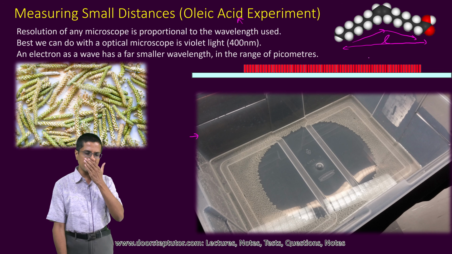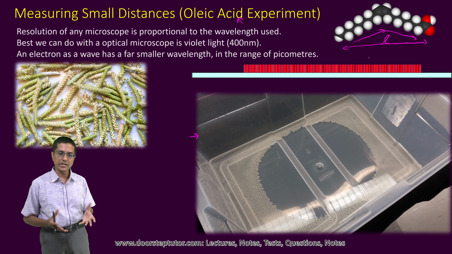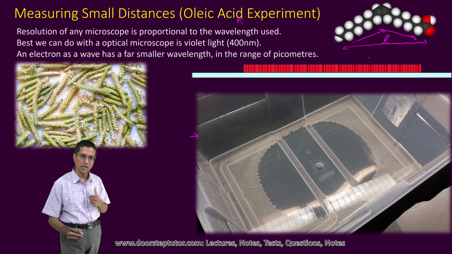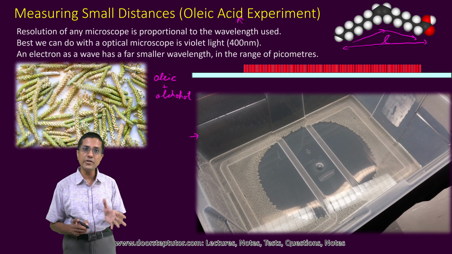First we take a certain amount of oleic acid. It is already known what amount we take, and then we dilute it. So we mix it with what? Alcohol. So I have taken this oleic acid and then I have added alcohol to it, so I have diluted it.